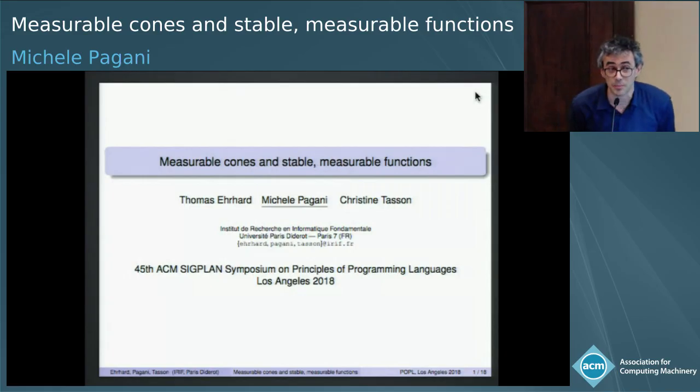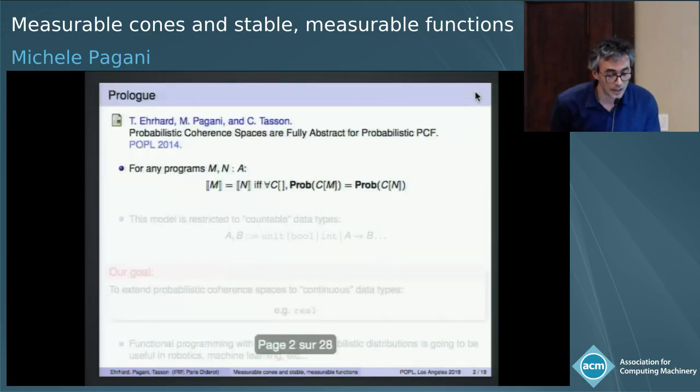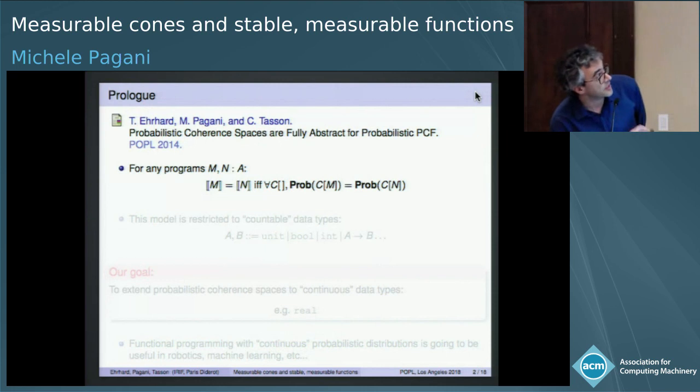What does stability mean in this setting, and why do we think it can be useful for understanding probabilistic functional programs? I will try to show you in this talk, all right? So first, the starting point of our research is a previous result we published in 2014, which is about the fact that another model, that of probabilistic coherent spaces, gives a semantics that is fully abstract for probabilistic PCF.